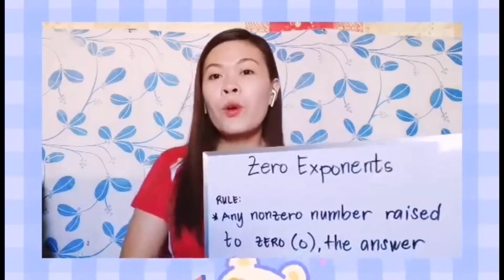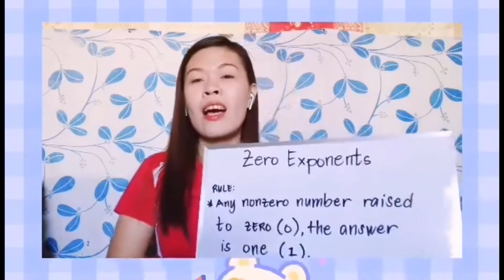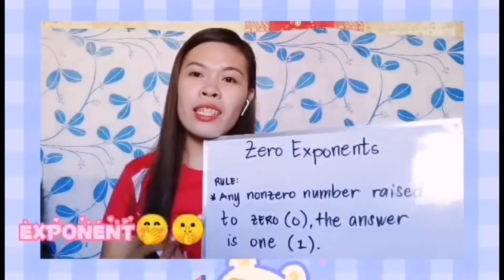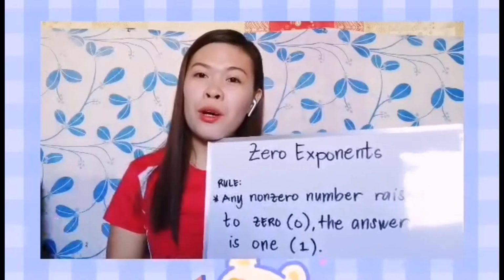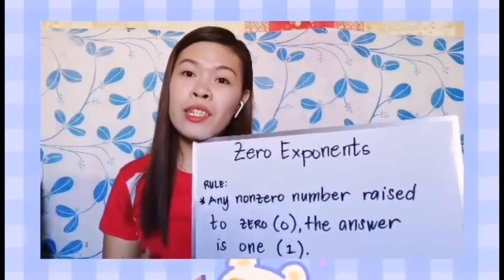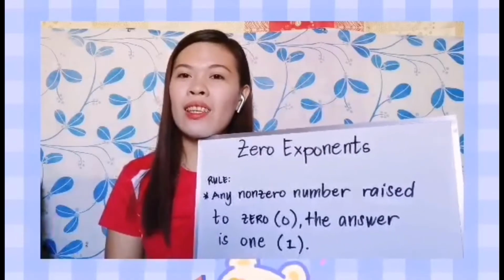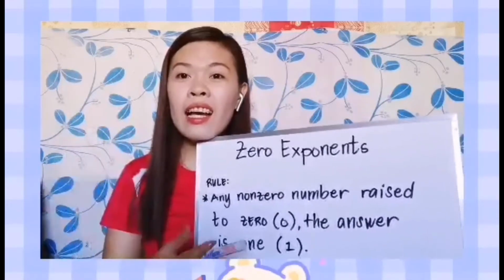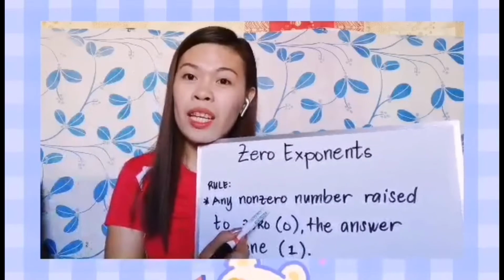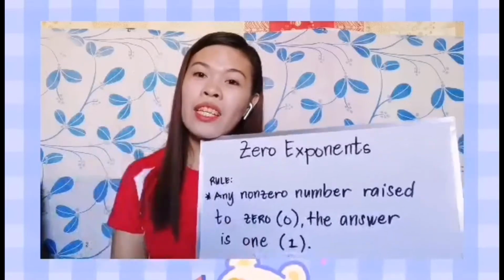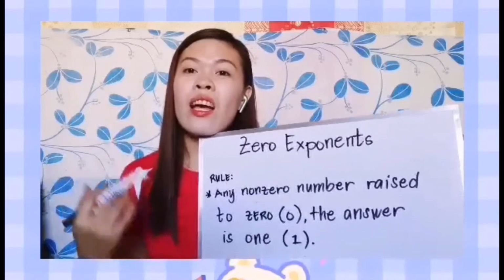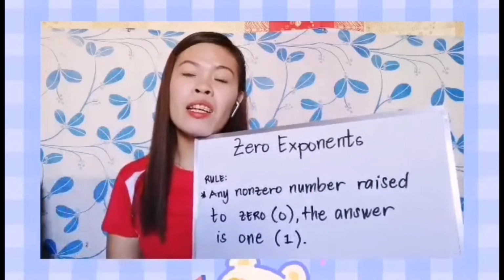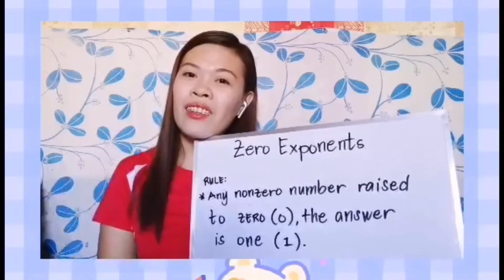Alright? So what does the rule say upon having a zero exponent? The rule says any non-zero number raised to zero, the answer is 1. So we have to bear in mind, math lovers, that any non-zero number raised to zero, the answer is 1. That's what we're going to bear in mind to continue with our vlog for today.